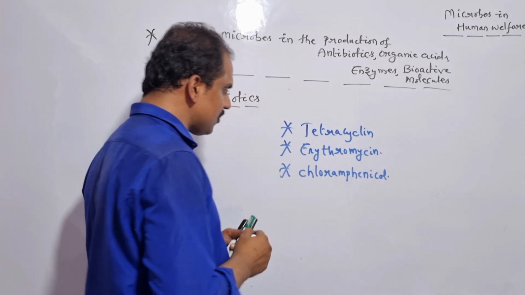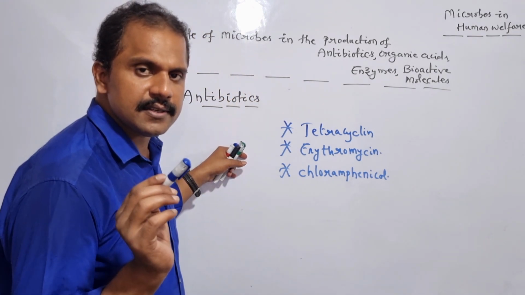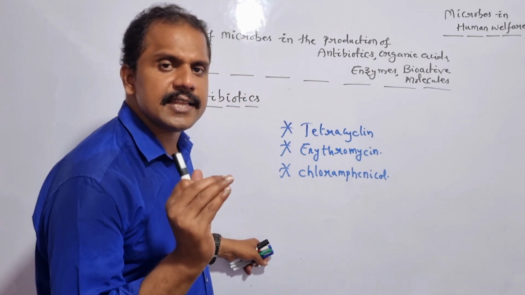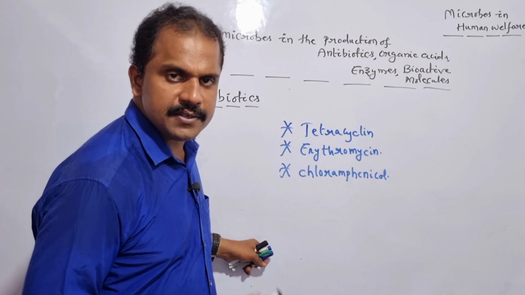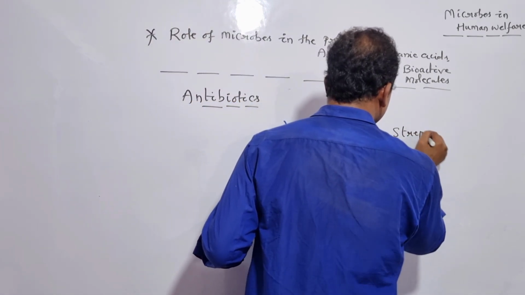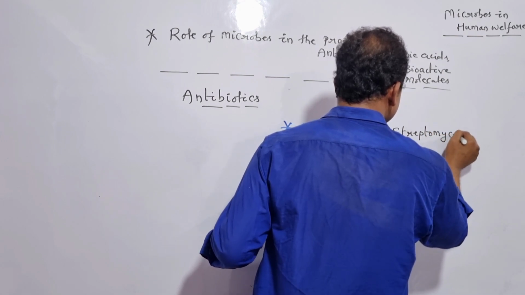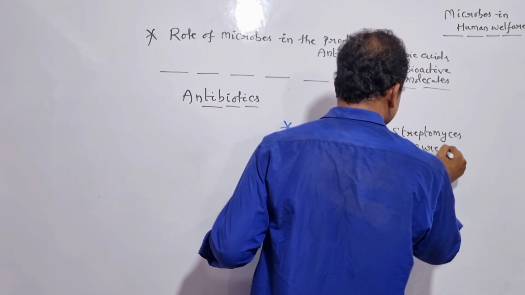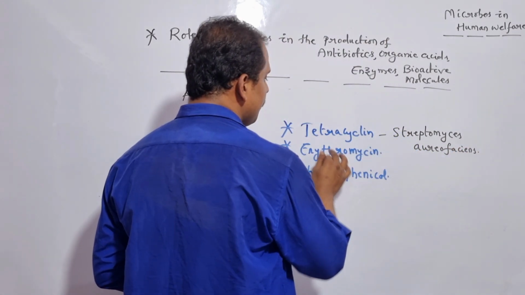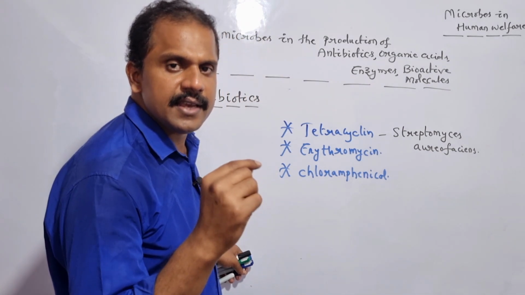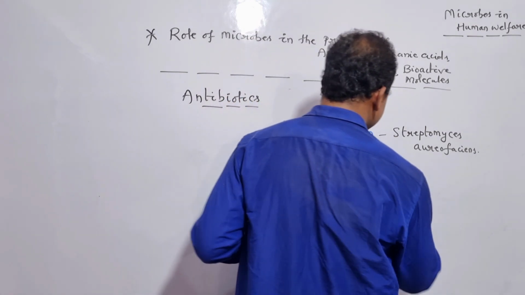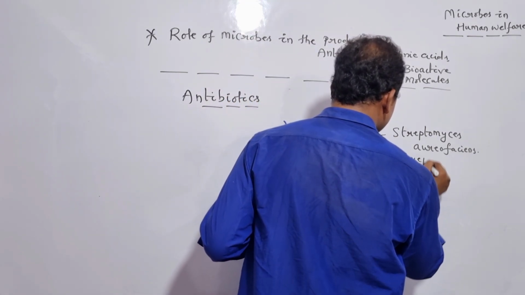So the microbial source for all these antibiotics is not the same. If we consider tetracycline, the microbial source for tetracycline is Streptomyces aureofaciens. Is it clear? Streptomyces aureofaciens. In the same way, the microbial source for erythromycin is Streptomyces erythraeus. So let me write it here. Streptomyces erythraeus.